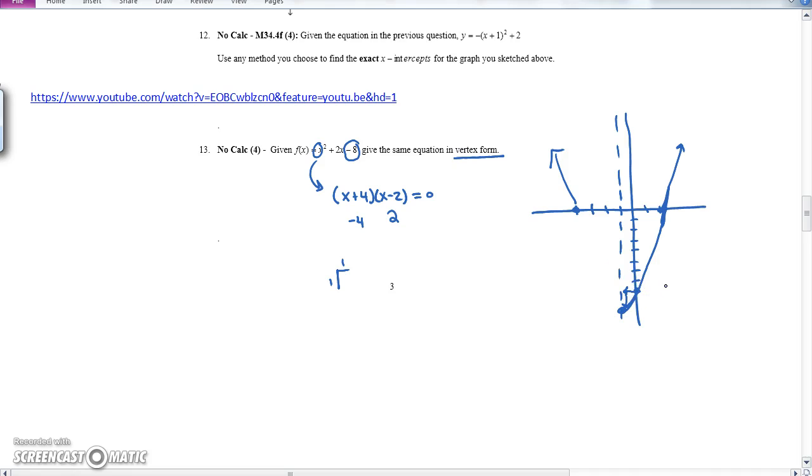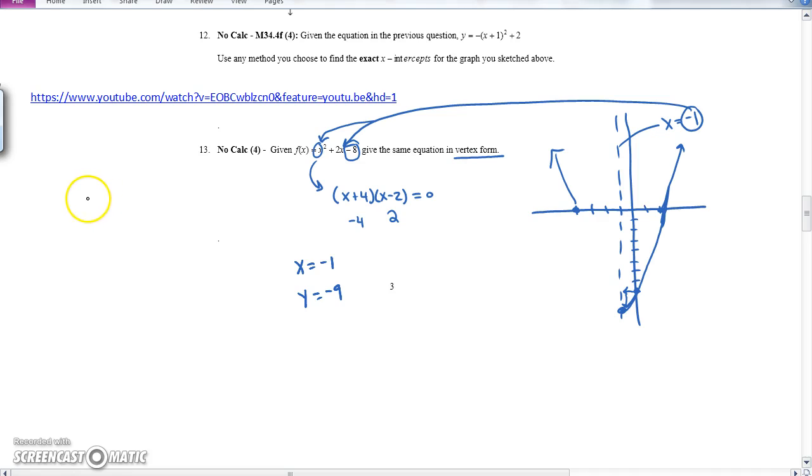You could also say, hey, wait a minute. Now that I know my axis of symmetry is x equals negative 1, I could take that negative 1 and plug it into the original equation. Another way to find out that when x equals negative 1, y equals negative 9 at my vertex. Or you could have done the quadratic formula, the first part, negative b over 2a. That would also give you x equals negative 1. Lots of ways to find the axis of symmetry.